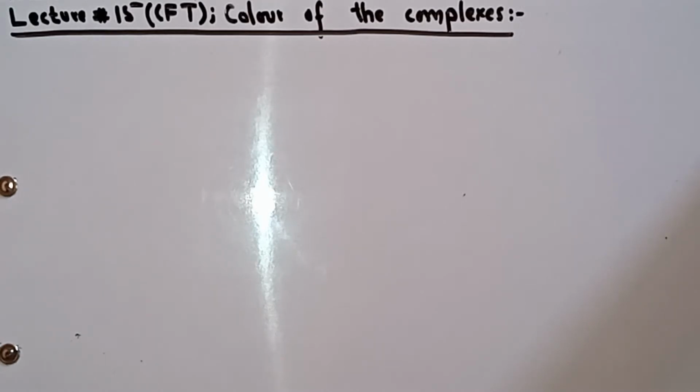Today is lecture number 15 of crystal field theory. Today we will discuss one of the applications of crystal field theory: how, due to crystal field theory, the complexes show transitions and colors. So today's topic is the color of transition and different metal complexes, and the factors that the color of the complexes depends upon. You can say how crystal field theory explains the color of the complexes. So let's start today's topic.